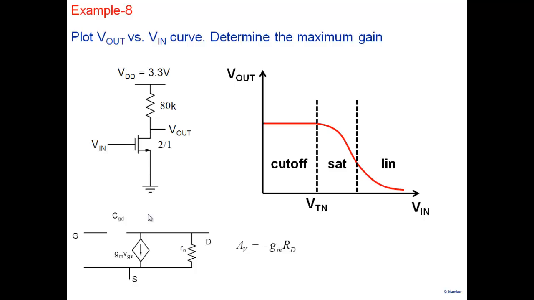So when would gain be maximum? Gain would be maximum where gm is maximum, because RD is constant. And what is gm? Well, one way of writing gm is square root of 2 IDS beta.